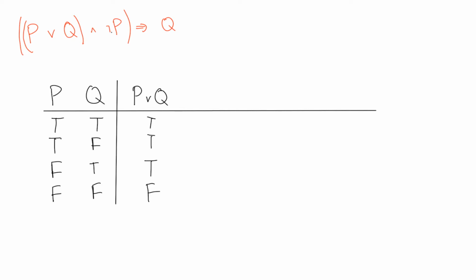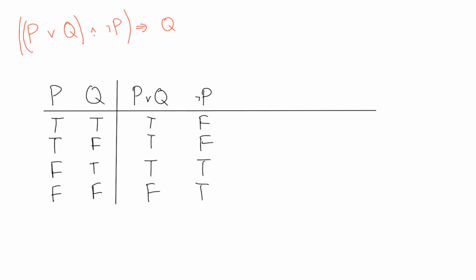The next operation that I need to do is this NOT. The NOT happens before the AND, so I need to work out what is not P. In each of these 4 rows, I have not true is false, not true is false, not false is true, not false is true.